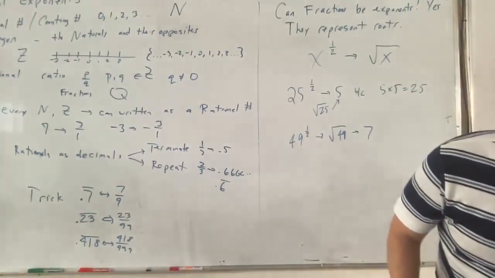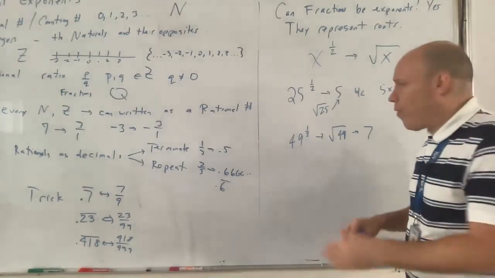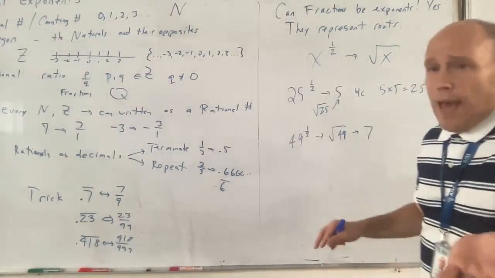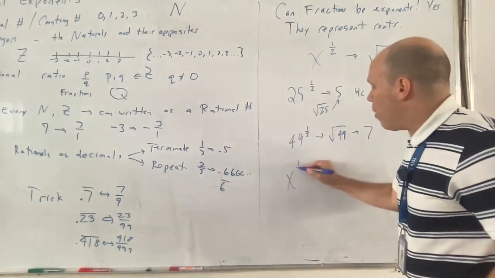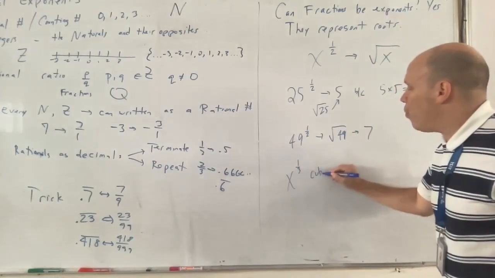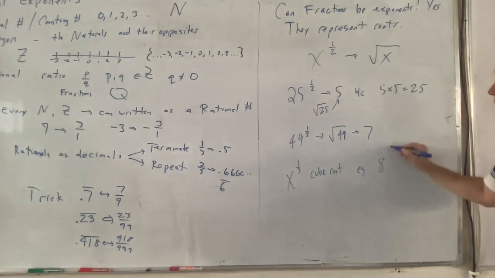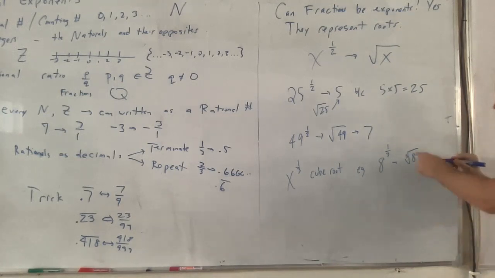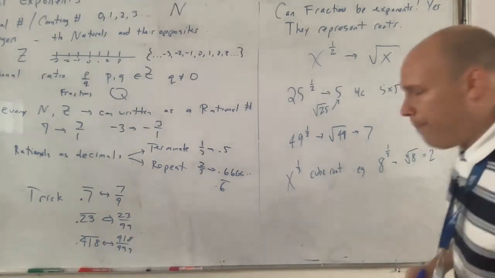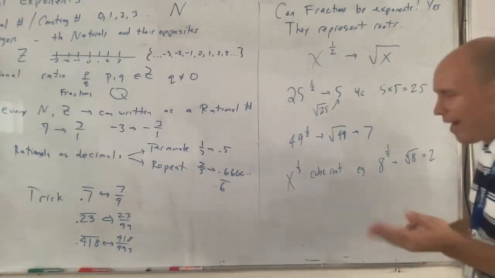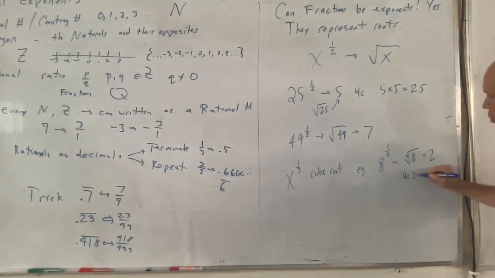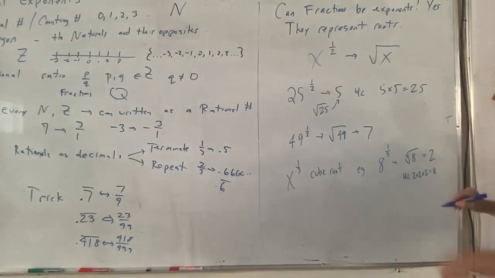Can we do other roots? Can we have other fractions? Yeah. X to the 1/3 is the cube root. For example, 8 to the 1/3, which can be written as the root with a little 3 inside, is actually 2. You can see that from your calculator. It's 2 because 2 times 2 times 2 is 8.